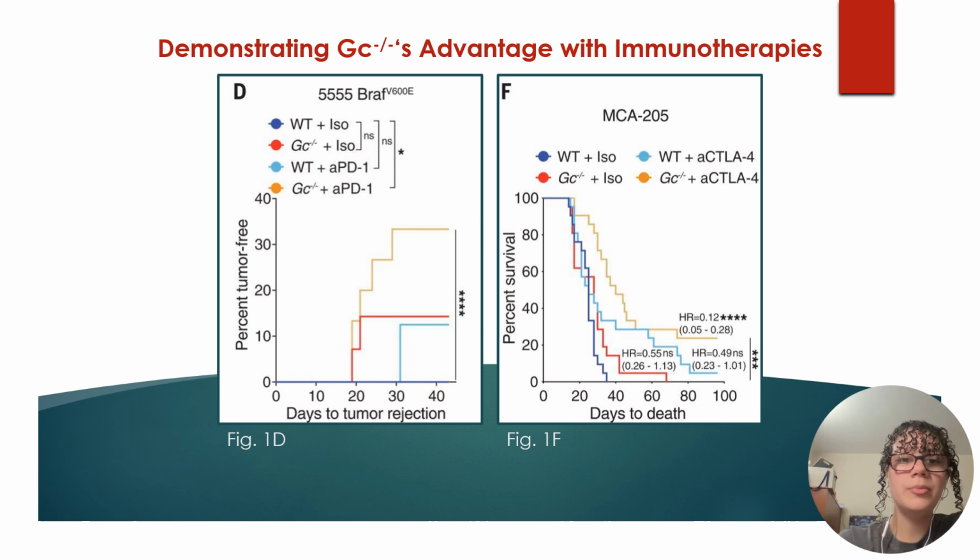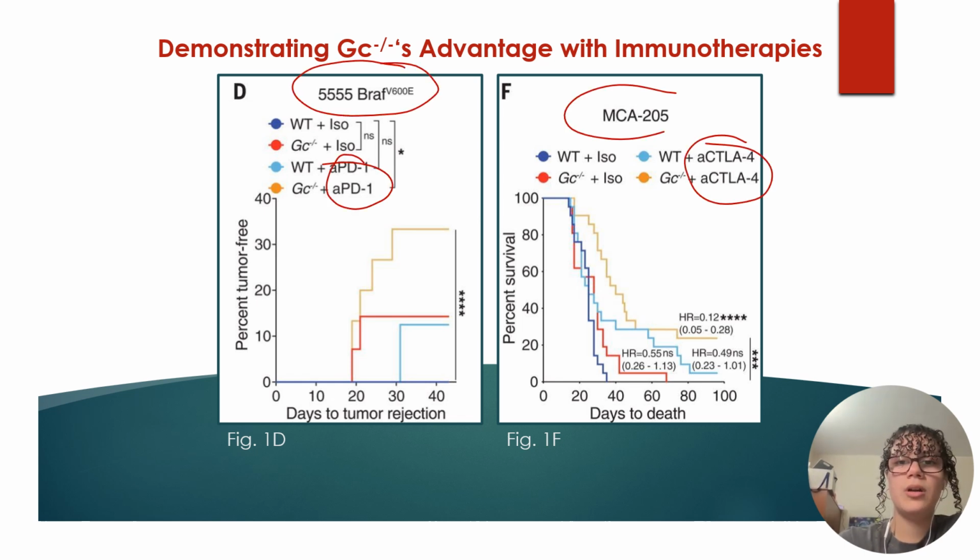Here, there are two different immunotherapies as well as two different cancers being shown. If you look here, the red line here and the red and blue lines here are used as a control variable. In both of these cases, the GC negative with the immunotherapy allows for the best percent survival and percent tumor-free areas.